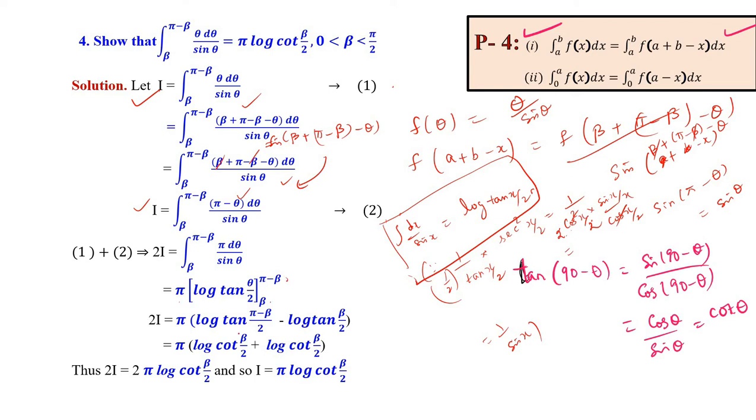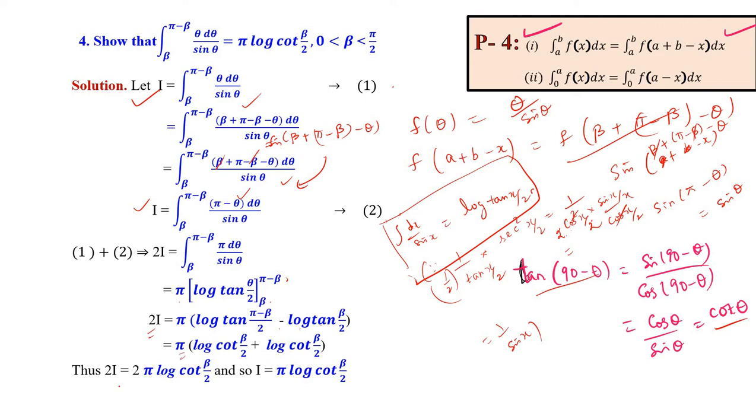When we substitute the upper limit, we get log of tan pi minus beta by 2 minus lower limit gives you this. Remember, on the left side we have 2i. So this is what we have, and coming to this, tan 90 minus theta is cot theta. So you have cot beta by 2, and this is minus log tan beta by 2, which we can write as log 1 by tan beta by 2, which is cot beta by 2.